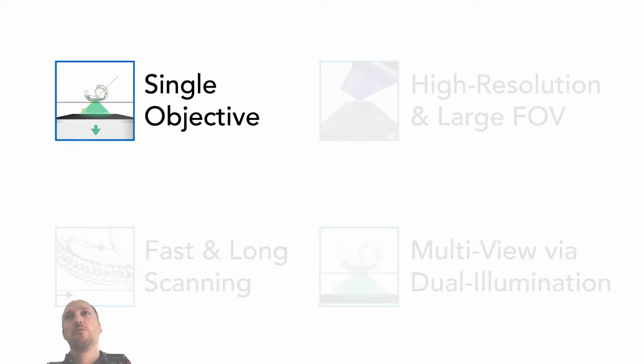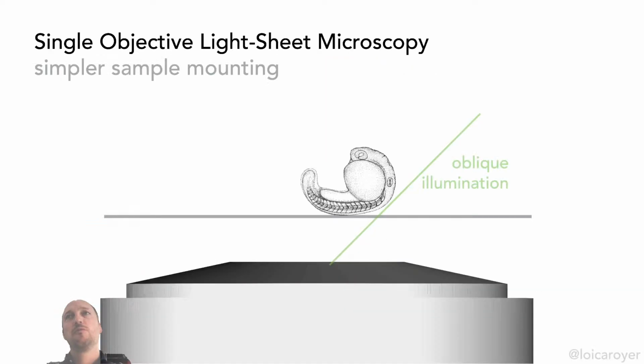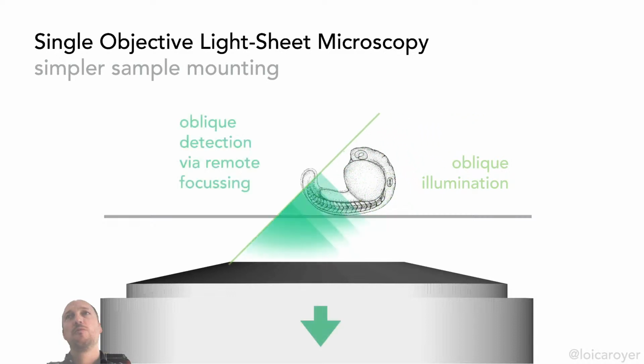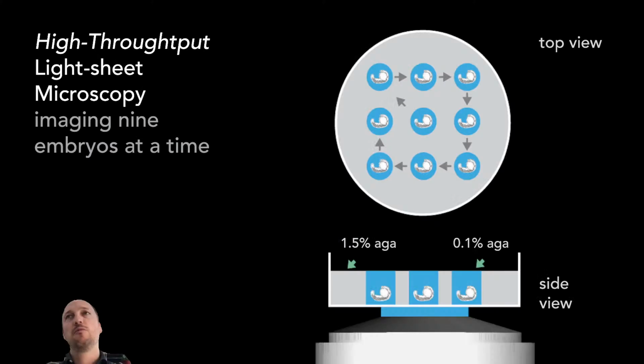So let's go through the single objective aspect of things. So how do we do that? Again, the reason for single objective light sheet microscopy is that the sample mounting is simple through this oblique illumination, right? Basically this oblique detection via remote focusing makes it possible to get very nice, quite high resolution images because of the high NA of the primary objective.